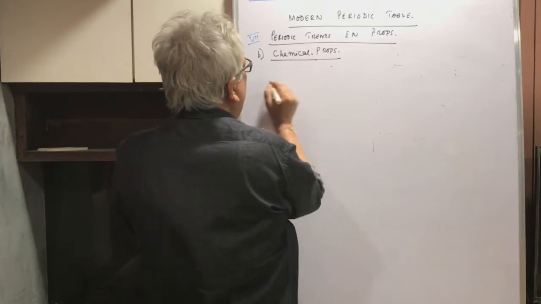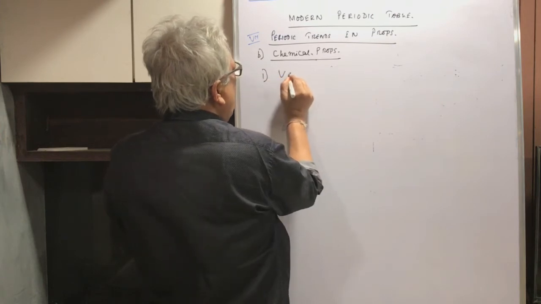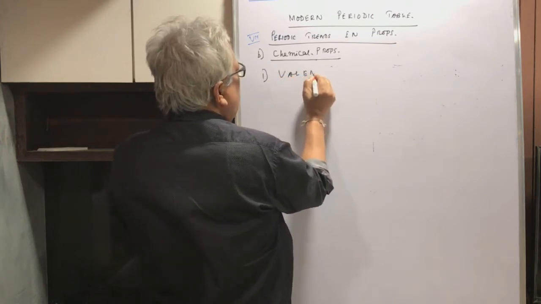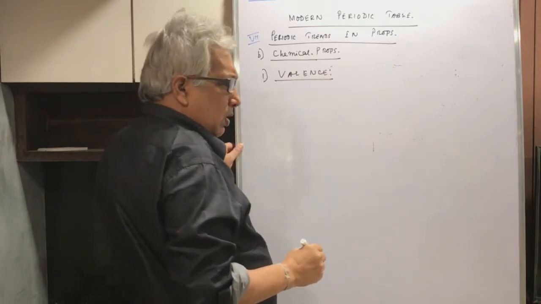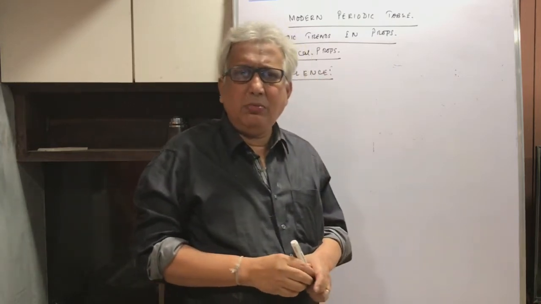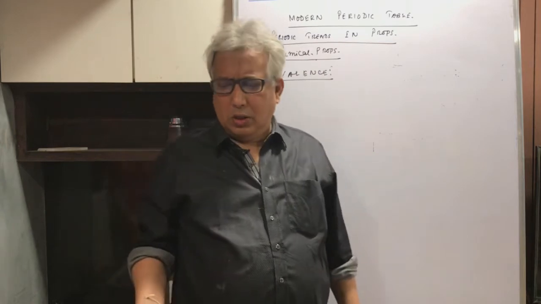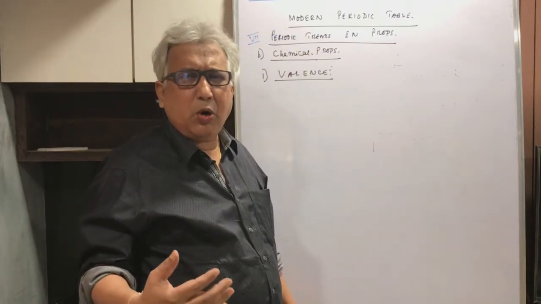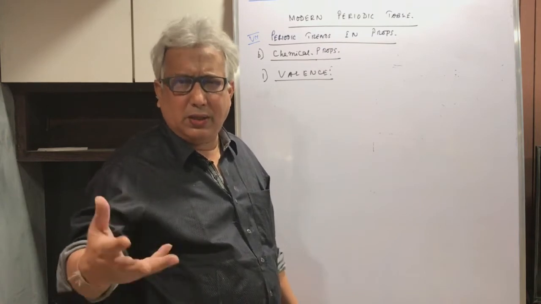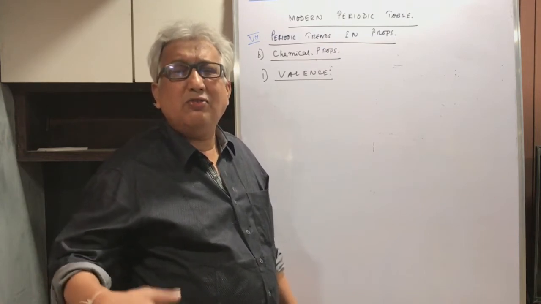So in chemical properties, the first and foremost thing that we will talk about is valence. Now, what is valence or valency? It is the ability of an atom to form bonds. Am I right? So it indicates the number of bonds an atom can form with others. That is what is called valence.